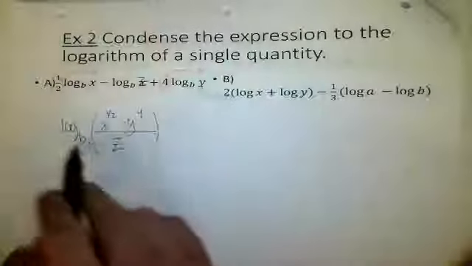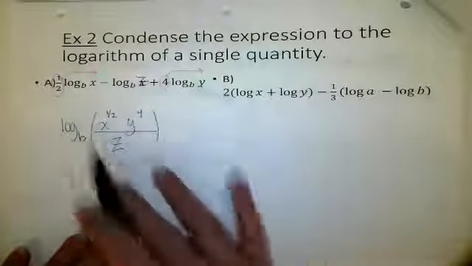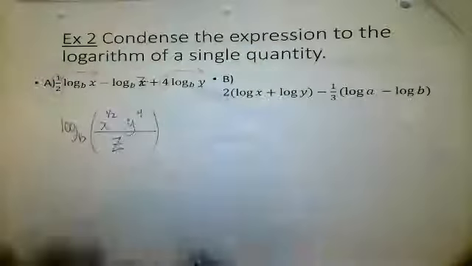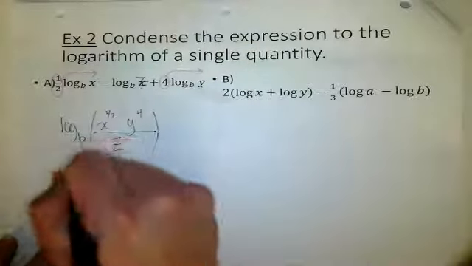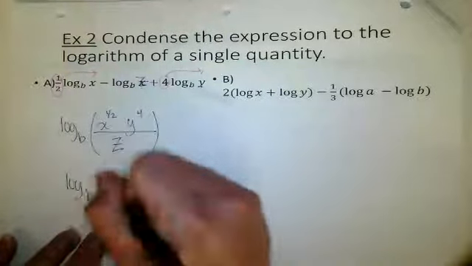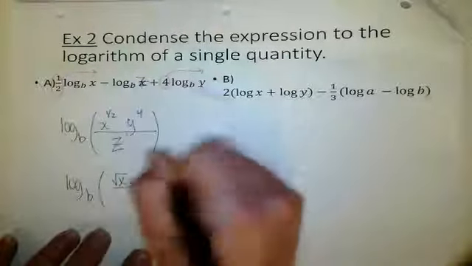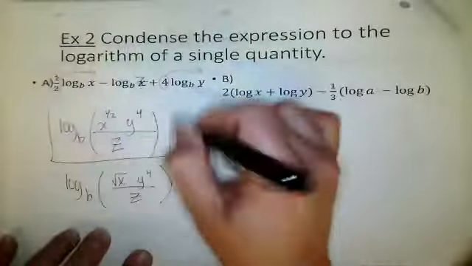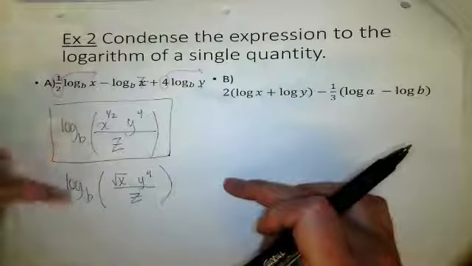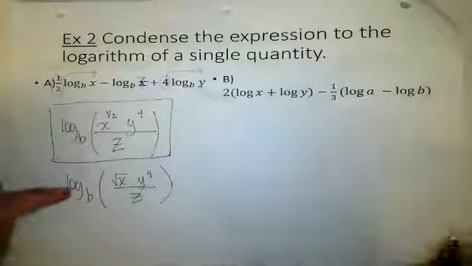You'll see we have the logarithm of a single quantity. That's one giant thing there, all multiplied together. If you wrote log base b of the square root of x times y to the fourth over z, this is also a perfectly wonderful answer. They mean the same thing. They're equivalent. One is not better than the other.